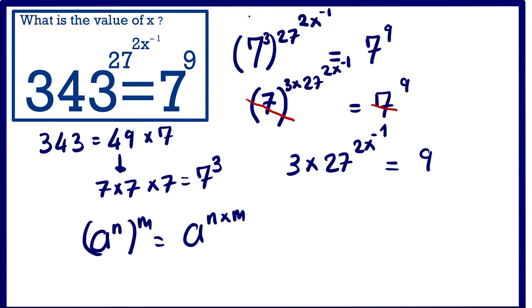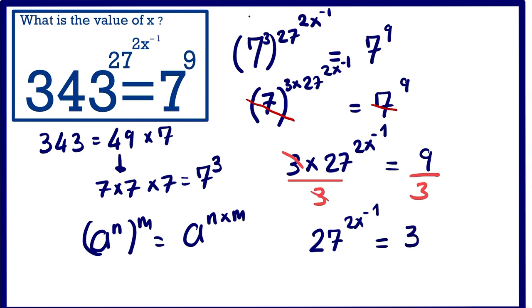So we want to make sure we simplify this by dividing both sides by 3. So if we divide both sides by 3, 3 and 3 will cancel out. So we'll be left with 27 to the power 2x minus 1 should be equal to, if we divide it, we are going to have 3.